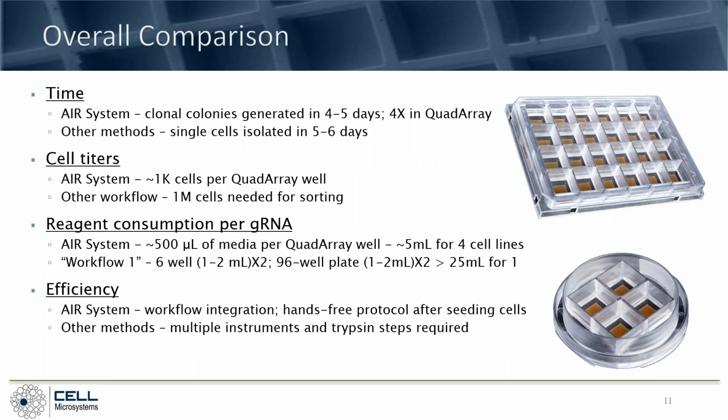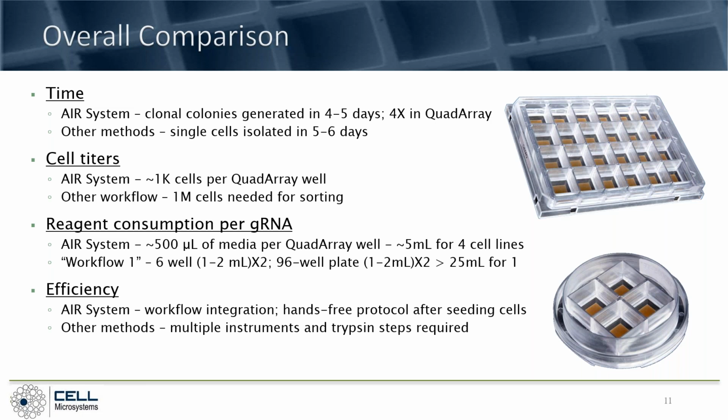So to bring this all together in an overall comparison of the AIR system versus other methods that we've tested, in regard to time, on the AIR system, we can have clonal colonies generated in about 4 to 5 days, and 4 times that many on a quad array, whereas with other methods, we can expect to get only single cells in about 5 to 6 days.